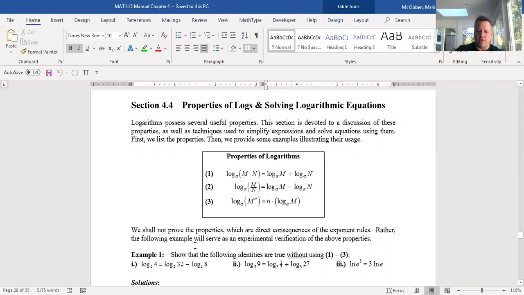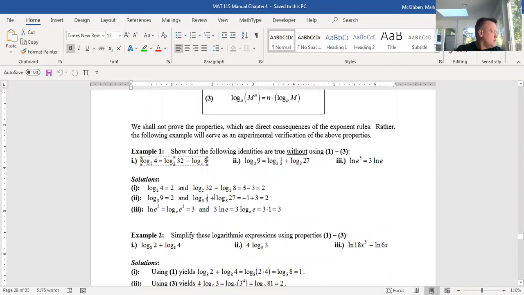All right, so let me just illustrate these properties with these simple examples. Right, so here, the log base 2 of 4, right? Why is this true? This would be an example of thinking of log base 32 and log base 8, that difference, as the log of a quotient. All right, so let's compute these. Let's verify that they're true. So log base 2 of 4 is 2. And then if I compute the other side, I get 2 to what power is 32? Well, it's 5. And then 2 to the third is 8. So you in fact get 2 again.